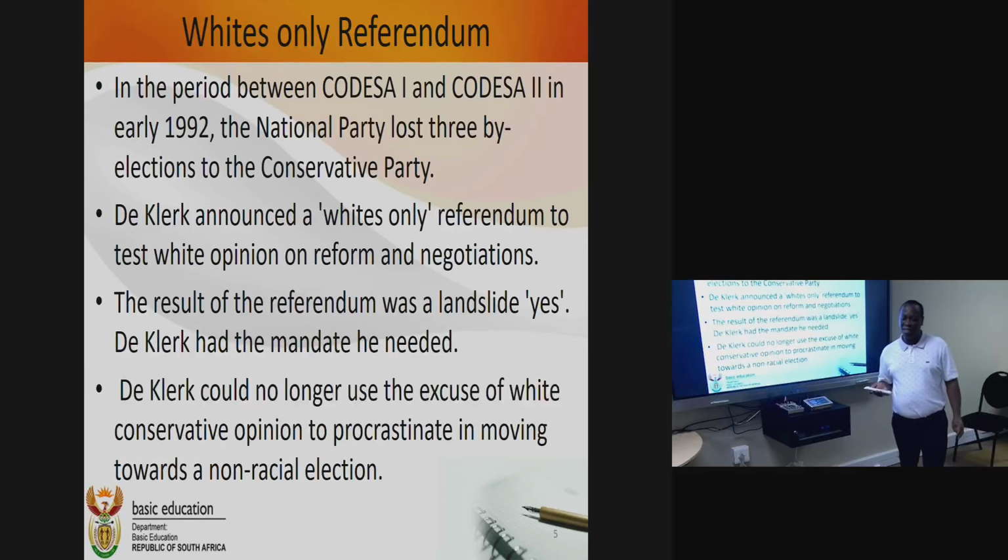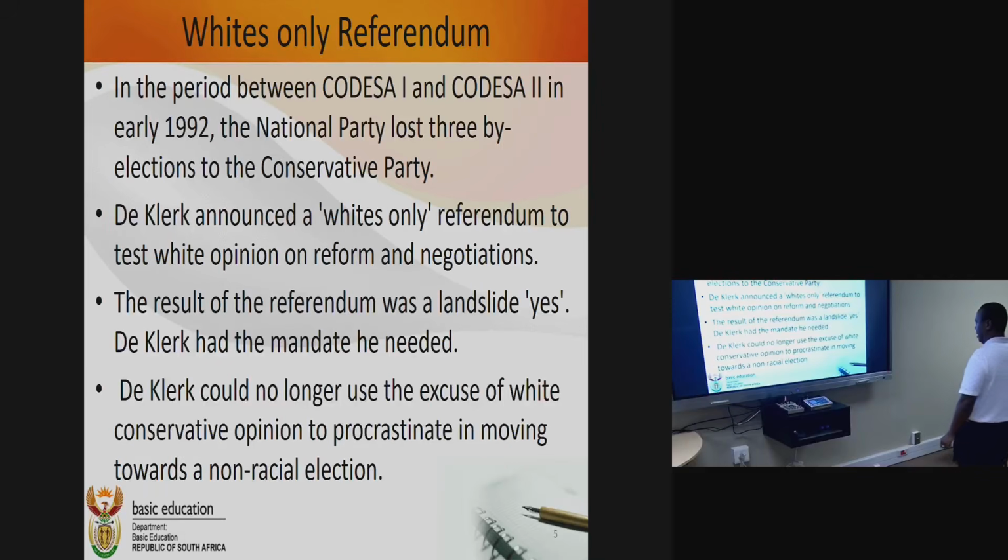In the period between CODESA I and CODESA II, in 1992, the National Party lost 3 by-elections to the Conservative Party of Dr. Treurnicht. De Klerk announced a whites-only referendum to test white opinion on reforms and negotiations. So in other words, he wanted the whites to vote whether they agree to continue with the negotiations or he must pull out.